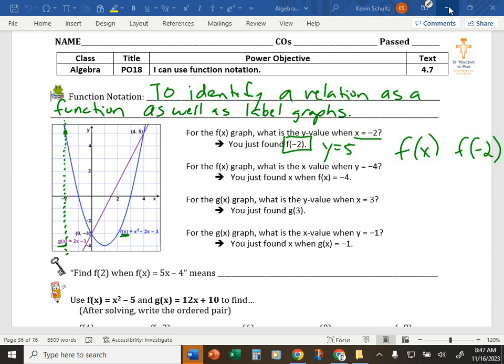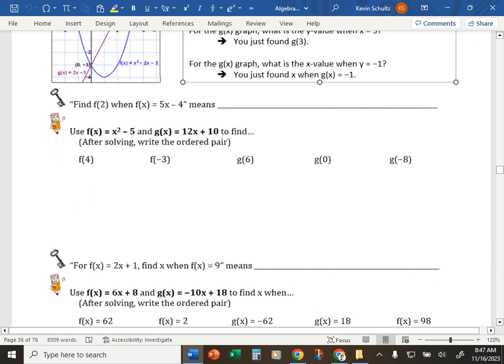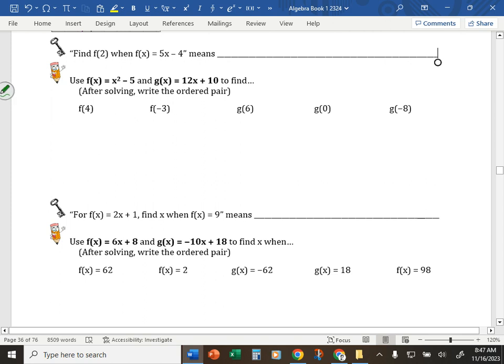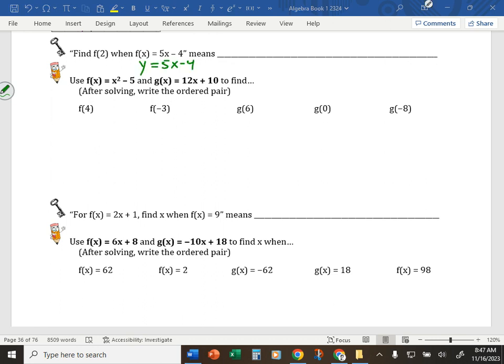Okay. So, in a nutshell, we're going to scroll down here. Find f of 2 when f of x equals 5x minus 4. Do you remember slope-intercept form from last year? Y equals mx plus b. You'll notice that a lot of these equations are in that form: 5x minus 4, 12x plus 10, 6x plus 8. That's intentional because it might be helpful to think about this as y equals 5x minus 4. F of x, g of x, h of x are really just fancy ways to write y.